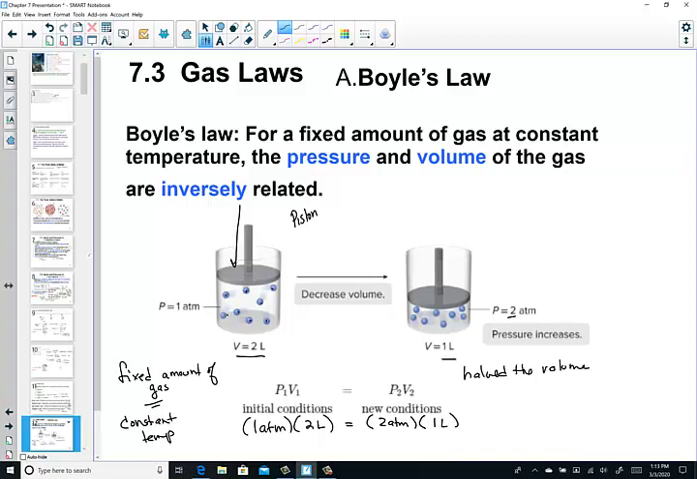P1V1 equals P2V2, our initial conditions set equal to the new conditions. And this is the expression for Boyle's law. Just on a graph, so you can see this inverse relationship. If we put P versus V, as one goes down, the other goes up. That's an inverse relationship.